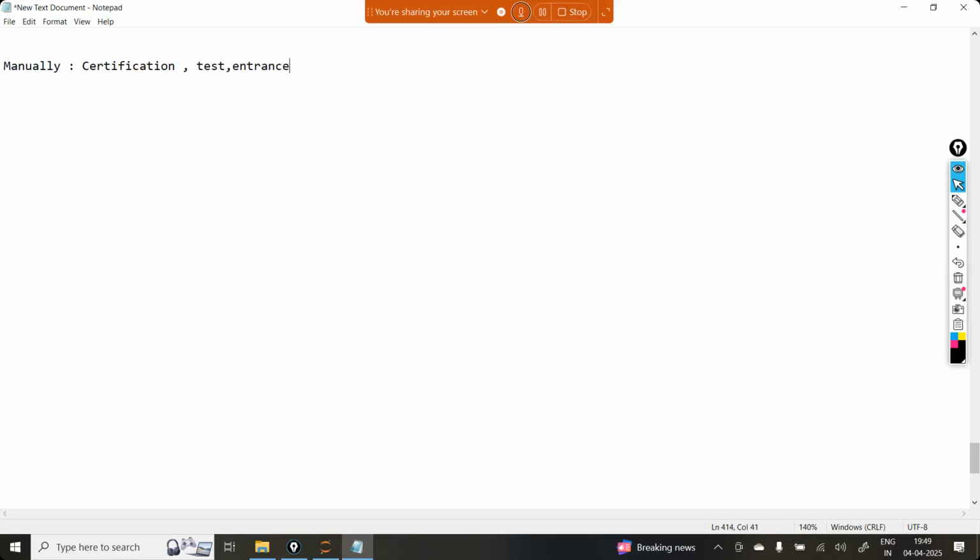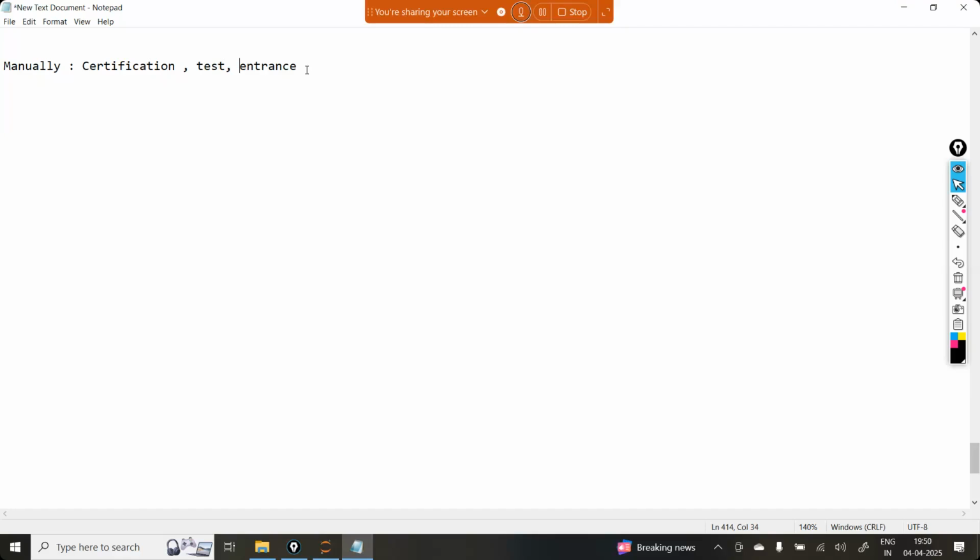For example, Wipro, before conducting the interviews, they conduct an entrance test. So whenever you have some entrance test related to data science or data analytics, in that case we are going to use the manual method. In the remaining cases we are not going to do it manually. It will be done only using Python. This is point number one.